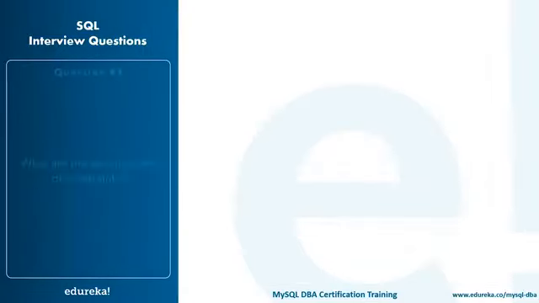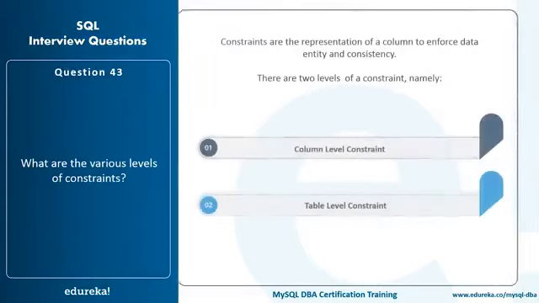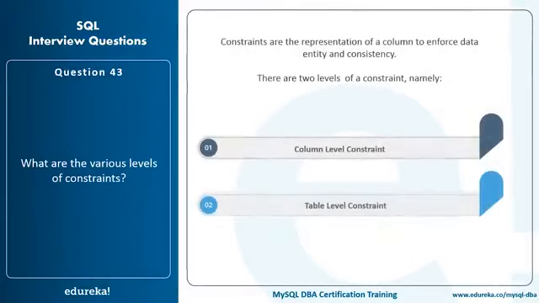Now moving forward to the next question, that is, what are the various levels of constraints? Now constraints, as I mentioned before, are basically the representation of a column to enforce data entity and consistency. So mainly there are two levels of constraints, that is the column level constraint and the table level constraint.